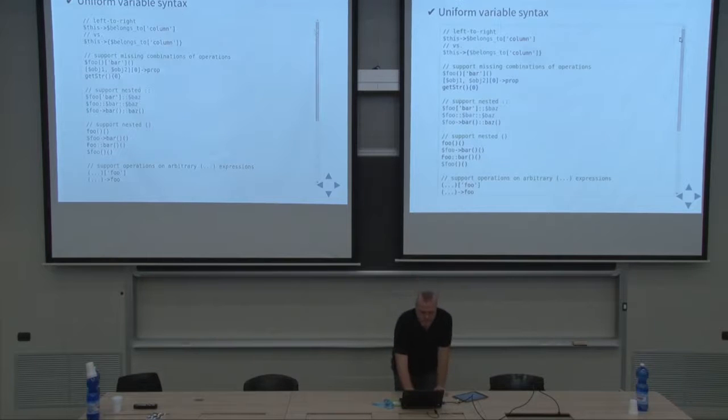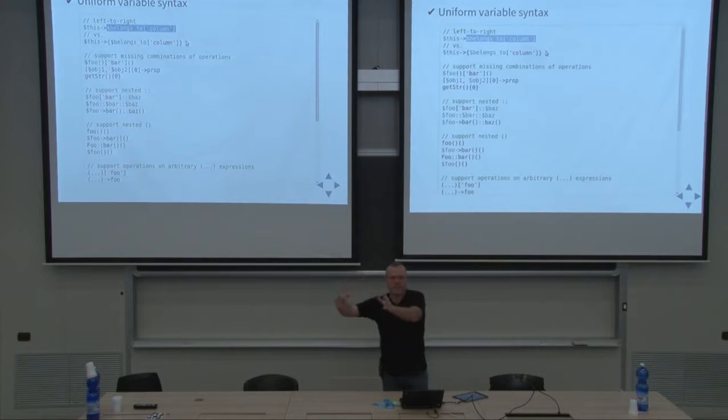Now, the main one you'll hit is something like this. This is actually pretty hard to read. I mean, what does this mean? Does this mean that we're looking for a belongs to property that's an array, and then we want the column element? Or is there a local variable called belongs to that has an array with a column that then holds the name of a property we want to access, right? You could read it two ways.